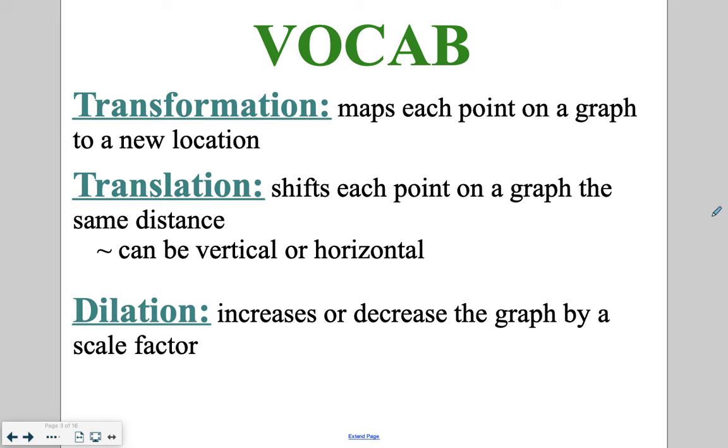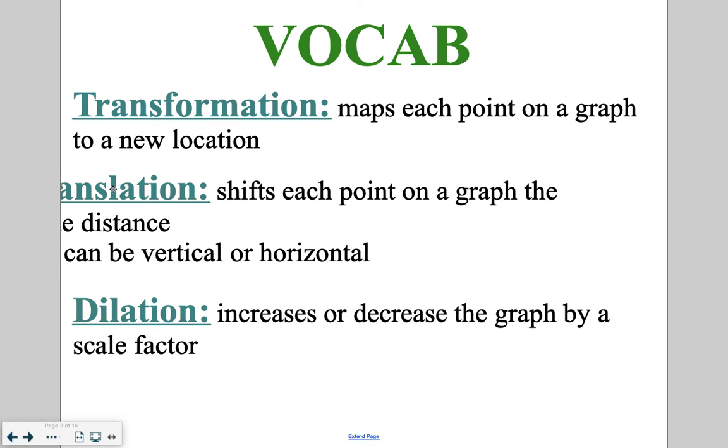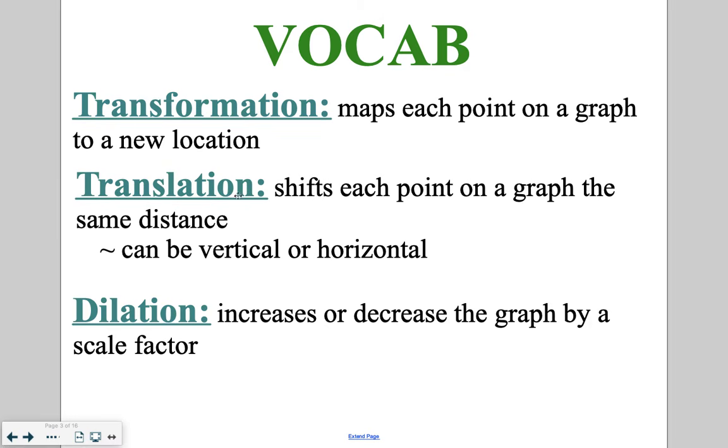So it's taking an original function, an original line that we have, and moving it around in some way on the graph. There are two different types of movements that we're going to talk about. The first is a translation. That's simply shifting a point on a graph the same distance. So if I take this line and I shift it to the right or I shift it to the left, that is a translation. All I've done is shift it.